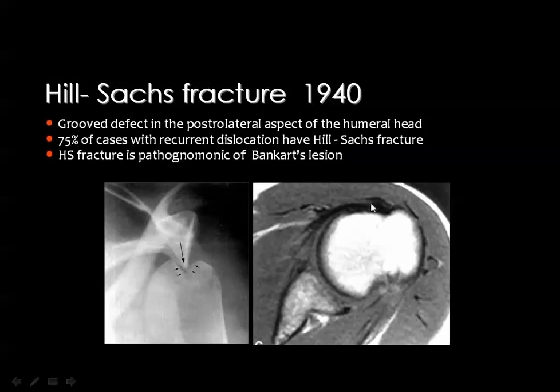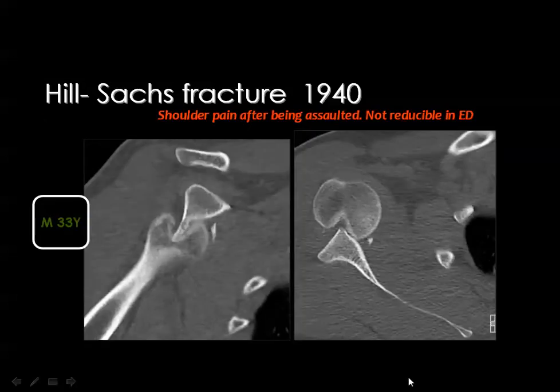Whenever the humerus is dislocating anteriorly, then its postero-superior aspect will be indented by the sharp glenoid edge, and this will result in a defect, and this defect will appear in the humeral head posterolateral, as we can see here. And in many of the literature, they consider this fracture as a pathognomonic finding of Bankart lesion.